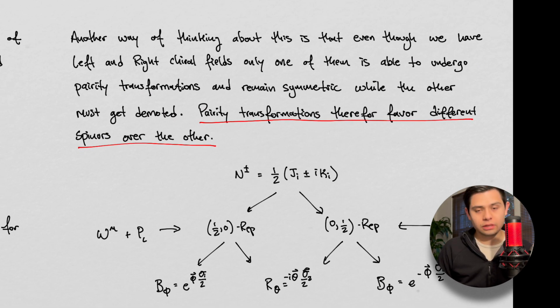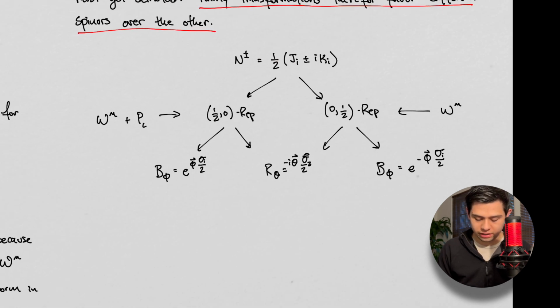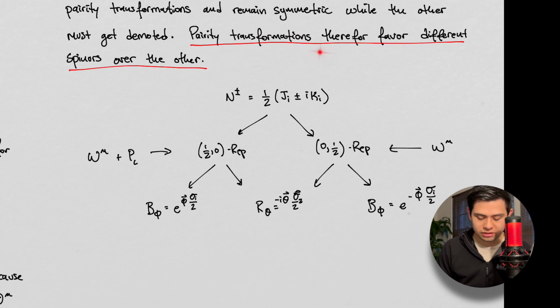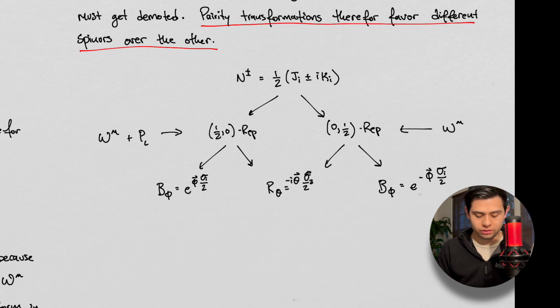And like I've said, another way of thinking about this is that even though we have left chiral and right chiral fields, only one of them is able to undergo parity transformations and remain symmetric while the other must get demoted. So, what does this look like in this picture I've drawn before? This means that parity transformations therefore favor different kinds of spinors over the other. Left chiral, right chiral.